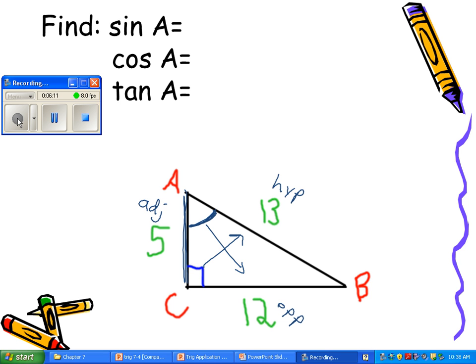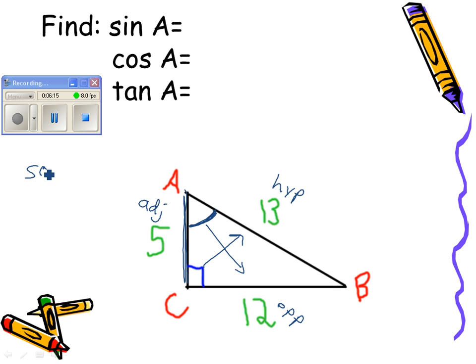If we want to find the sine, remember your SOHCAHTOA. Sine deals with opposite and hypotenuse. So we look back here, the opposite is 12. The hypotenuse is 13. You reduce it if it will reduce. 12 over 13 won't reduce. So that's one way to write the sine of it.